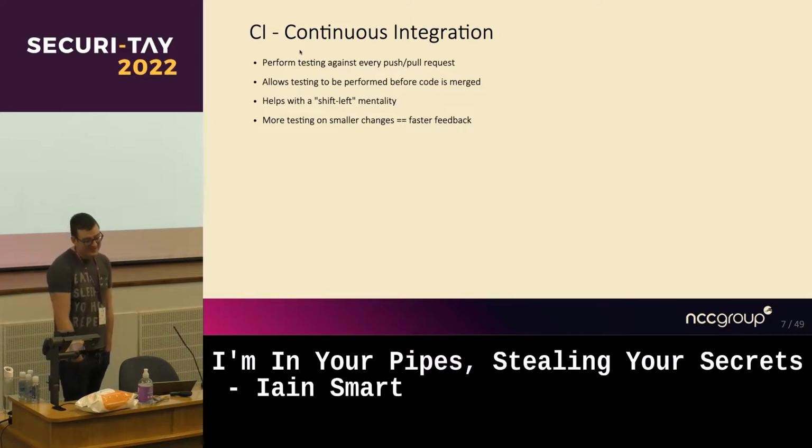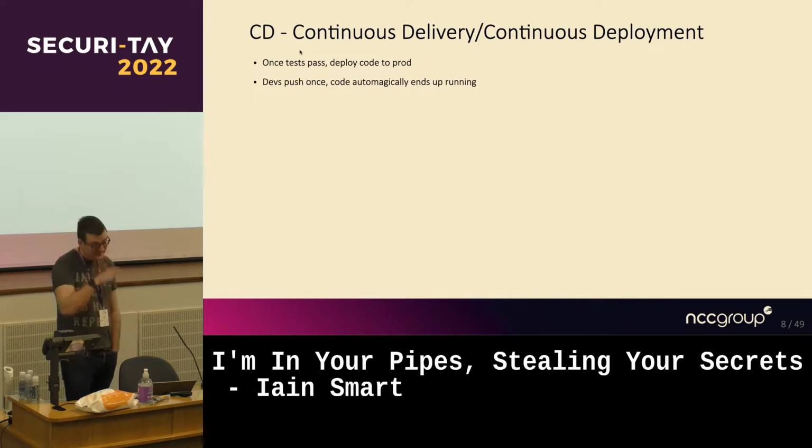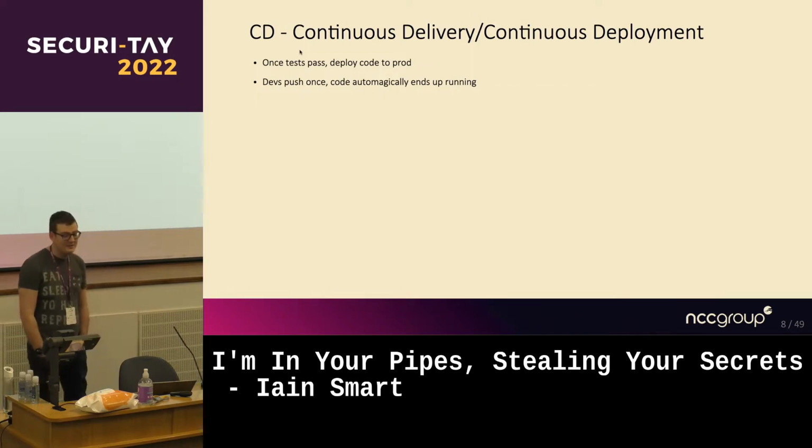And again, more testing on smaller changes in theory means faster and more actionable feedback. So if you do a small commit and suddenly builds start failing, you know that it was probably on just a couple of lines of code rather than absolutely the entire code base needs to be debugged. So that's the CI part. The CD bit is continuous delivery or continuous deployment, depending on what blog you're reading at the time.